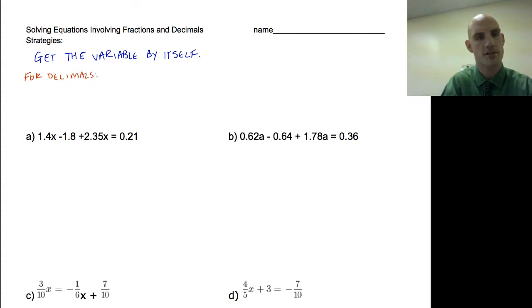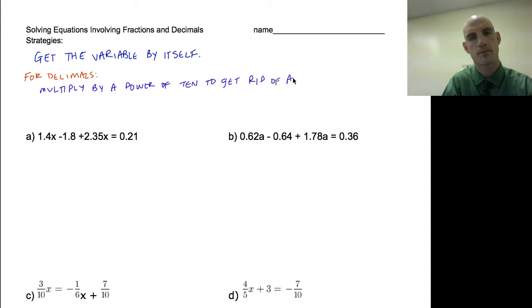So for decimals, here's our strategy. We're going to multiply by a power of 10 to get rid of all decimals. So we're going to clear these decimals by multiplying by a power of 10. What do I mean by that?